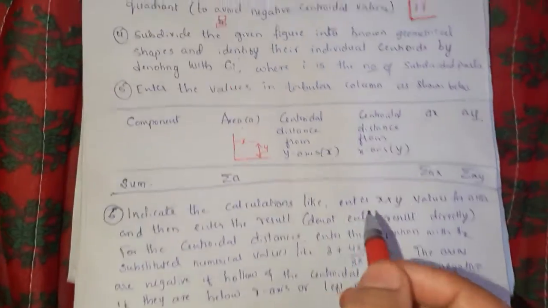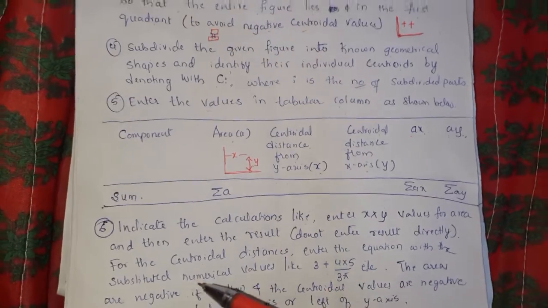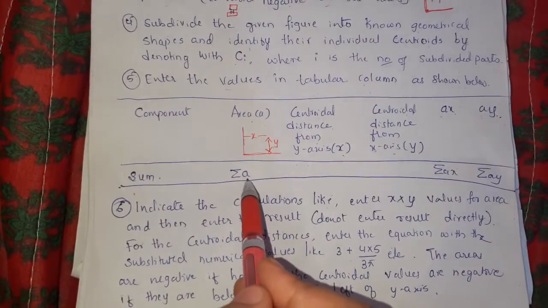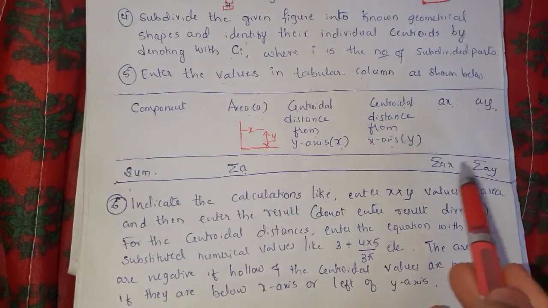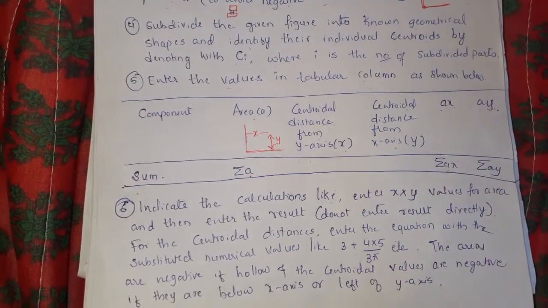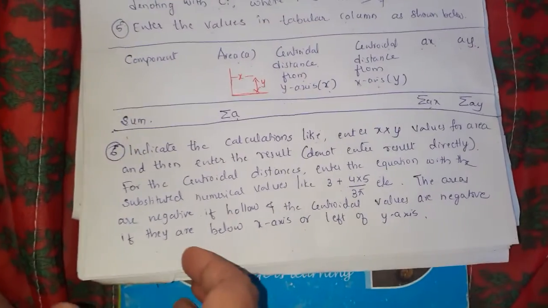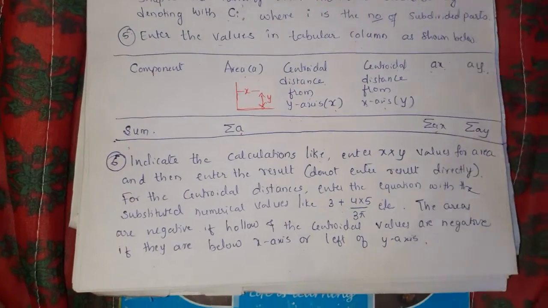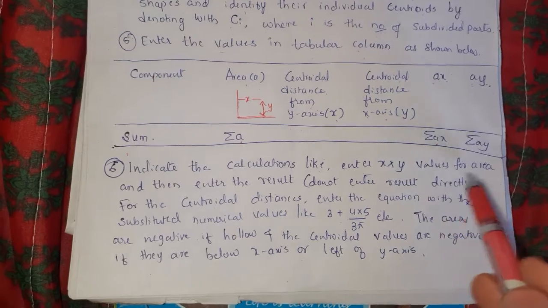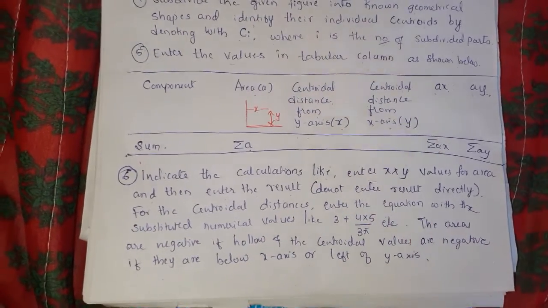After knowing all these values for the different components, you have to make the sum of the areas of all those, the summation of a into x, and the summation of a into y, so that you will get the centroid of the whole figure. Next point is to indicate the calculations: enter the x into y values for area and then enter the result. Don't enter the result directly.